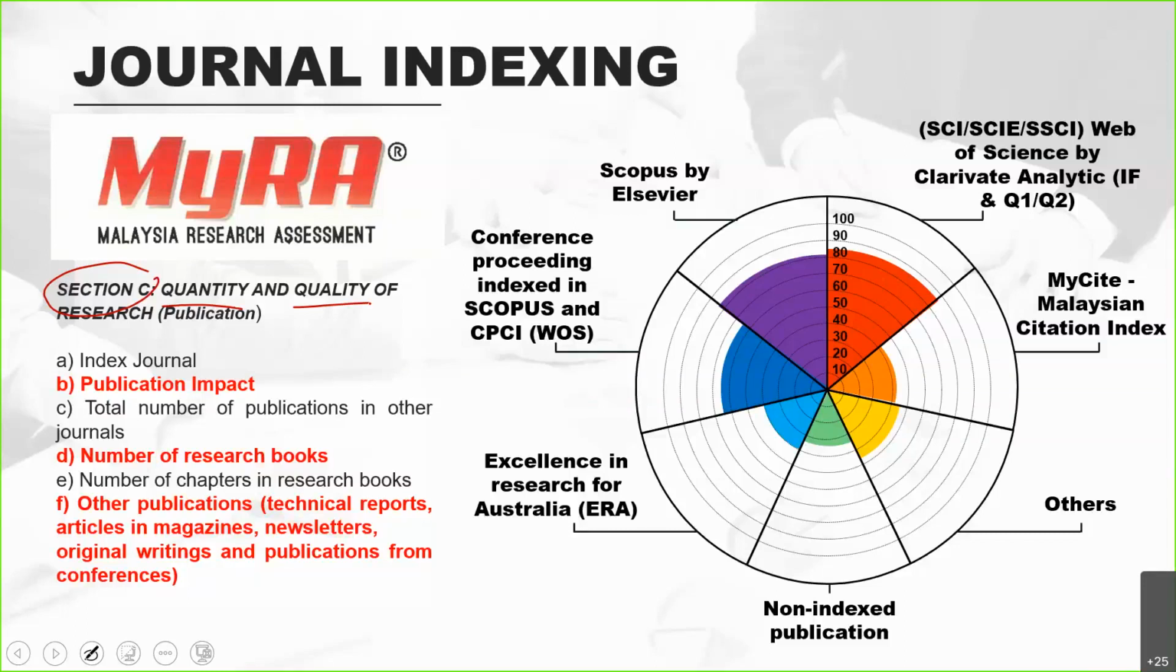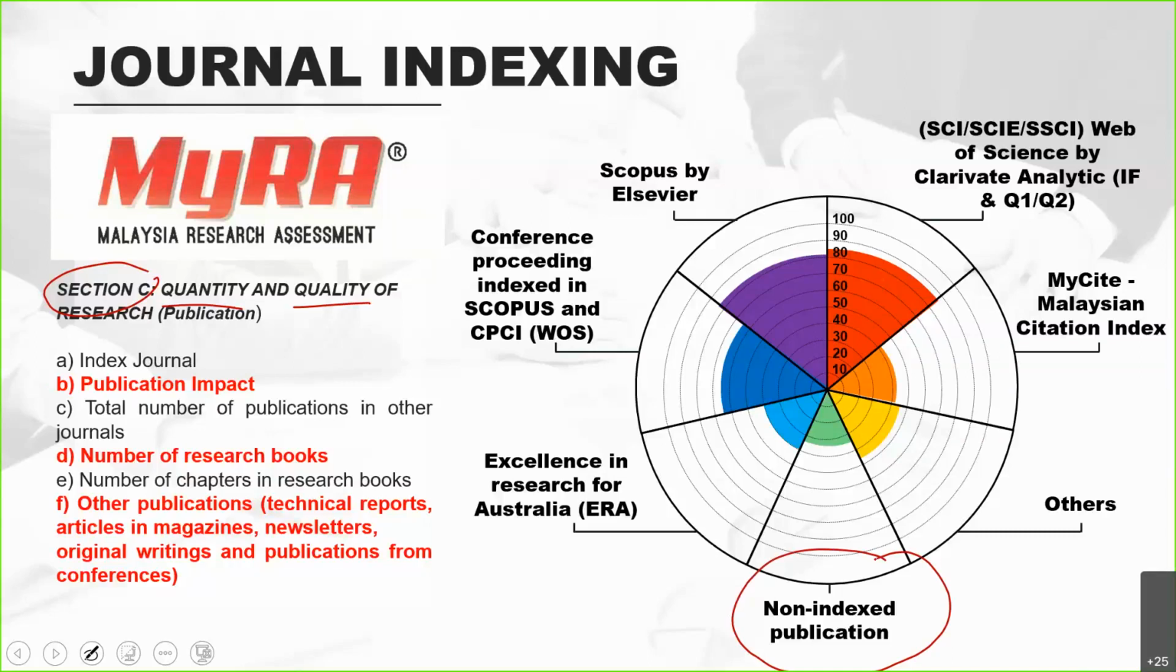So we need to maintain above 80, so that we can keep receiving the additional funds to do research. All right. So under section C, if you look here, there are many types of journals that have different weightage of marks. First, we have non-index publication. Non-index means that whatever publication you have published in a journal that is not indexed in a predefined database, then it will be considered as non-index.